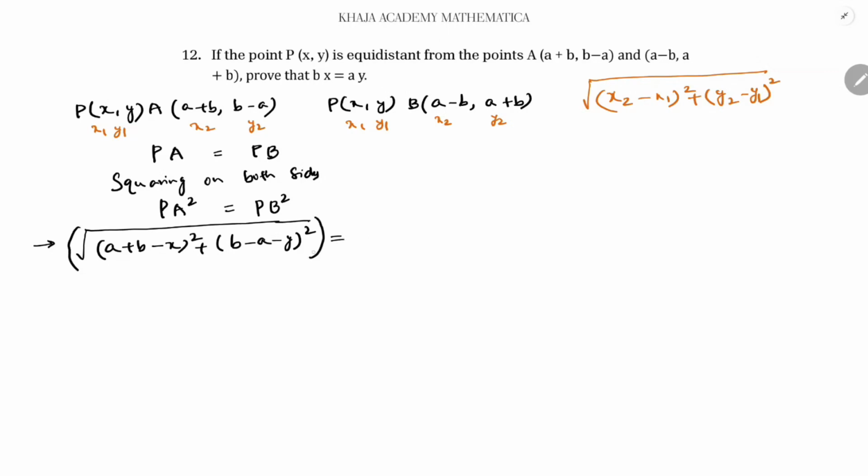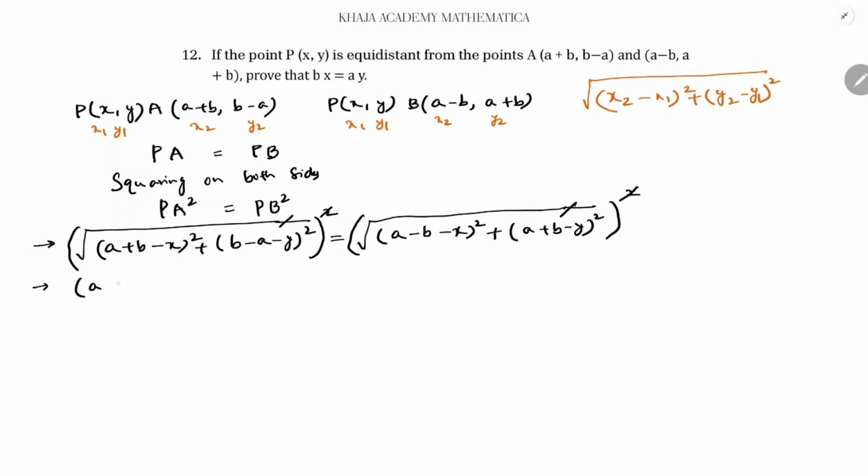again we did whole square, so PA square, and here square and root will get cancelled. On the right side PB, for PB x2 is (a − b − x) whole square, y2 is (a + b − y) whole square, and PB square, so it is whole square, square and root cancel. So we are left with (a + b − x) whole square plus (b − a − y) whole square equals (a − b − x) whole square plus (a + b − y) whole square.